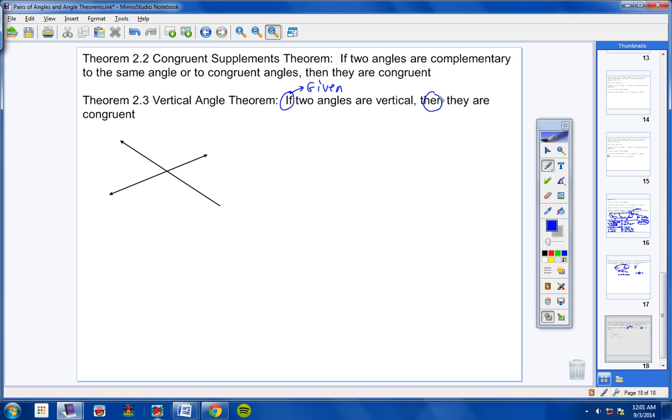This is my then part, so that is my proof part, okay? If two angles are vertical. Now, in order to do this proof correctly, I'm going to put an angle here, and here, and here. Just trust me, okay? So, I'm given, go ahead and draw this diagram here. We're going to prove theorem 2.3.